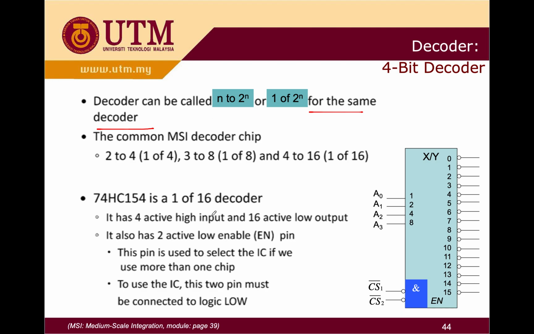The 74HC154 is a 1-of-16 decoder. Please try to remember the names of the chips. It has 4 active high inputs and 16 active low outputs. It also has 2 active low enable EN pins, which you can see over here, and these pins are used to select the IC. If we use more than one chip, to use the IC, these 2 pins must be connected to low.